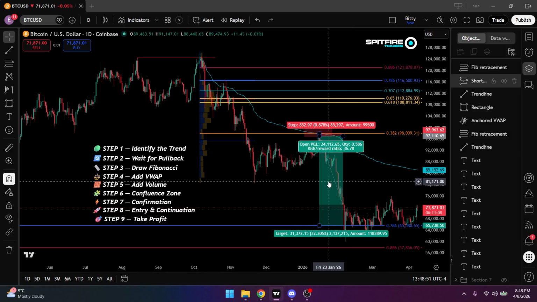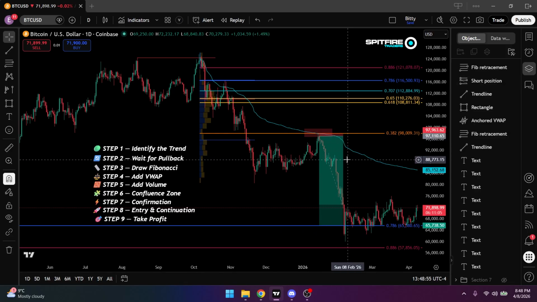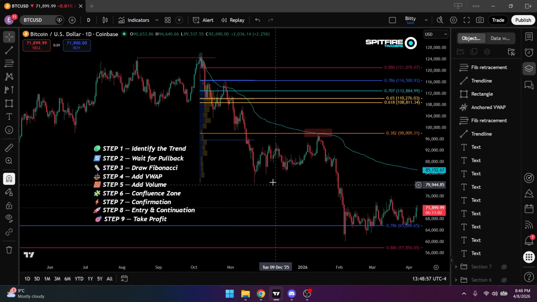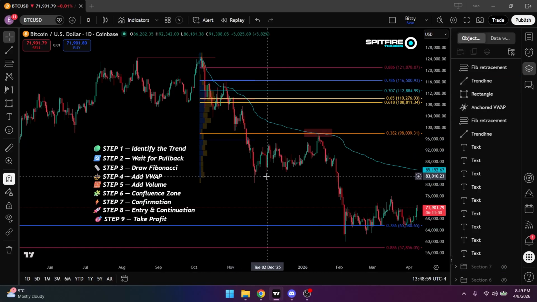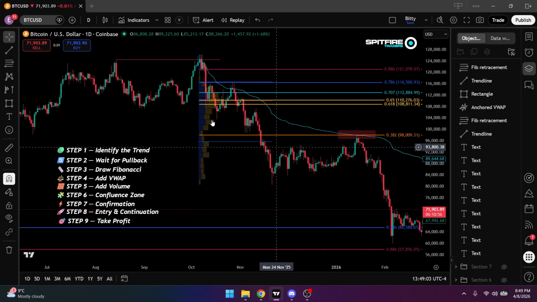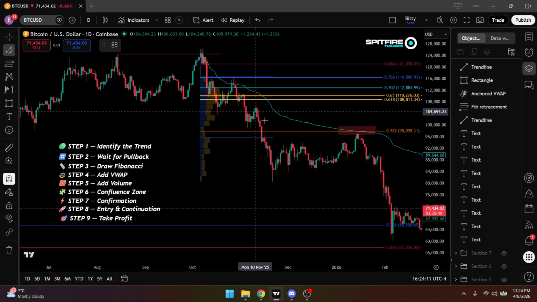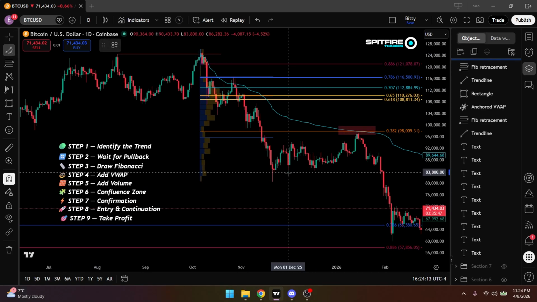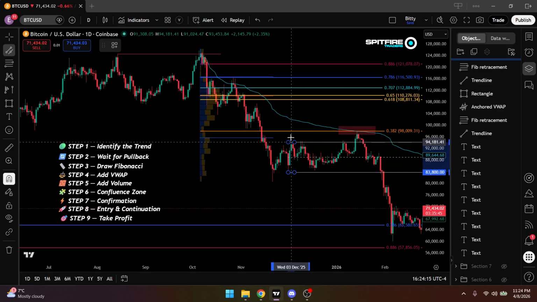Now let's see what would have happened if we treated this trade here as a breakout. Because if we look closer, we can see that this price action here looks like a consolidation, or you can see it as a range. And if we use our channel tool like this, you can treat it as a range.